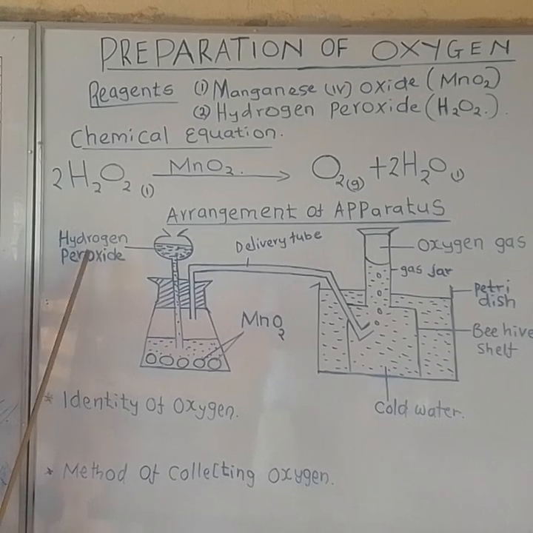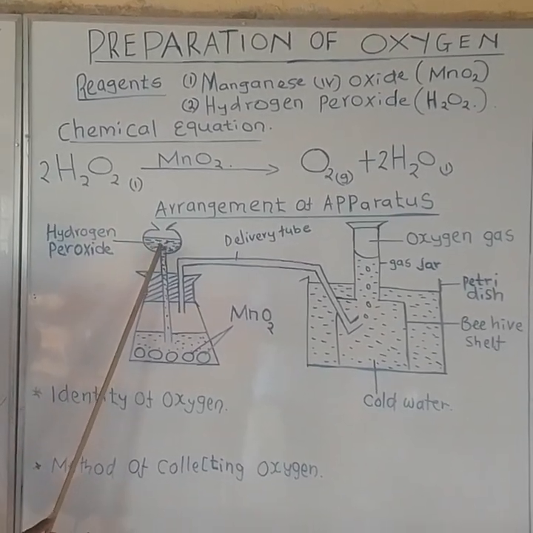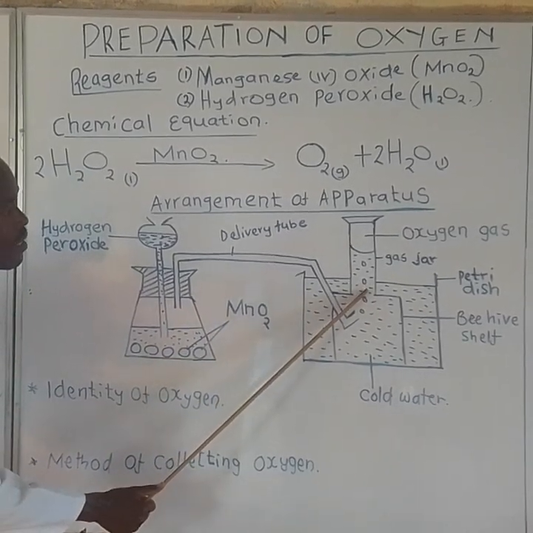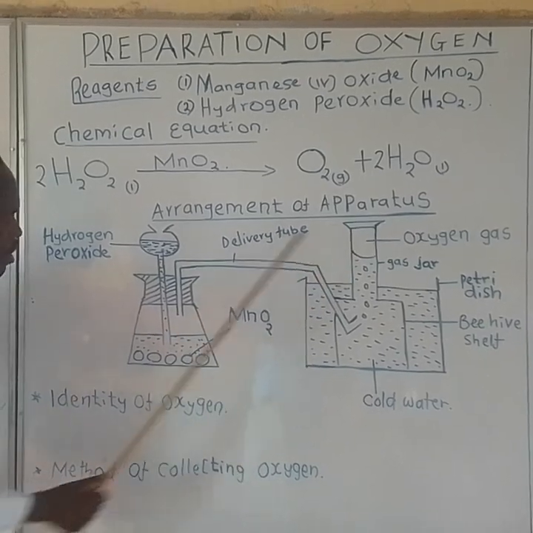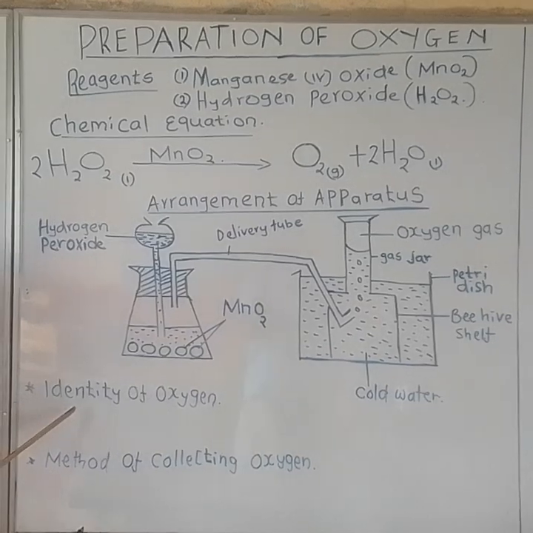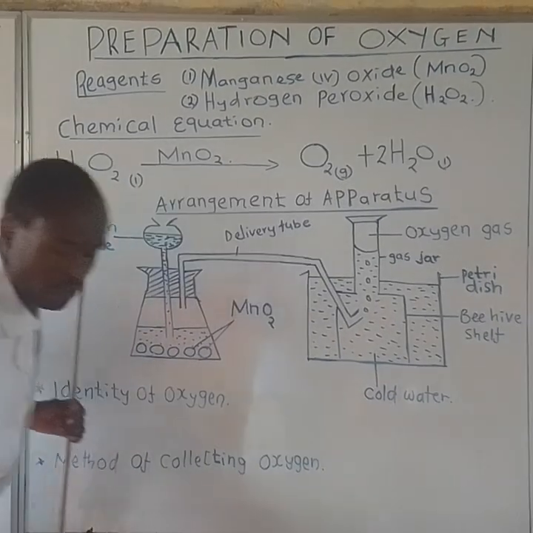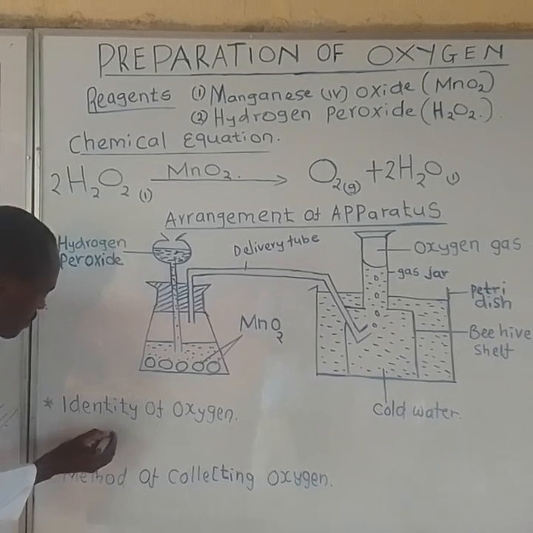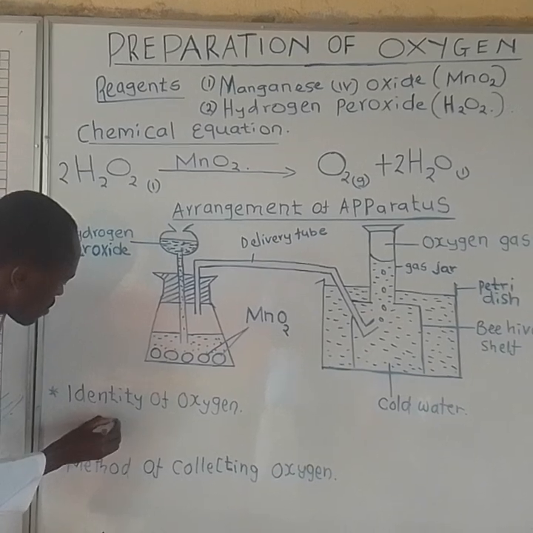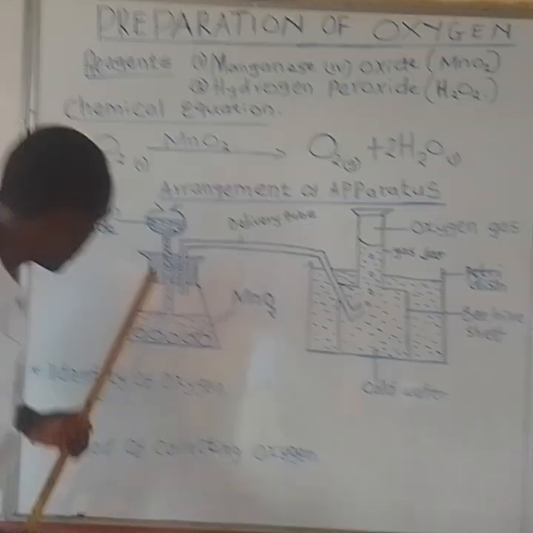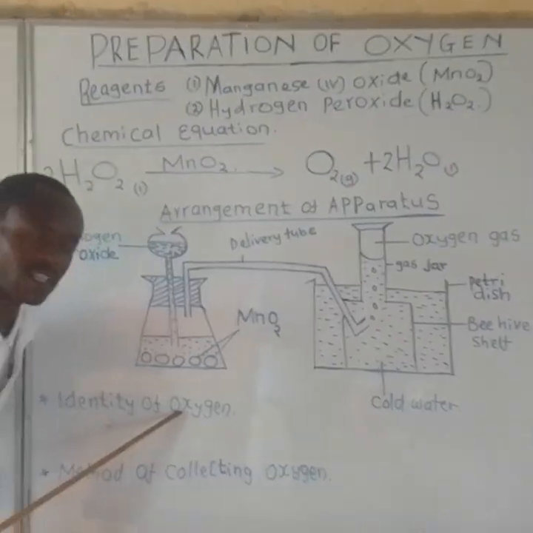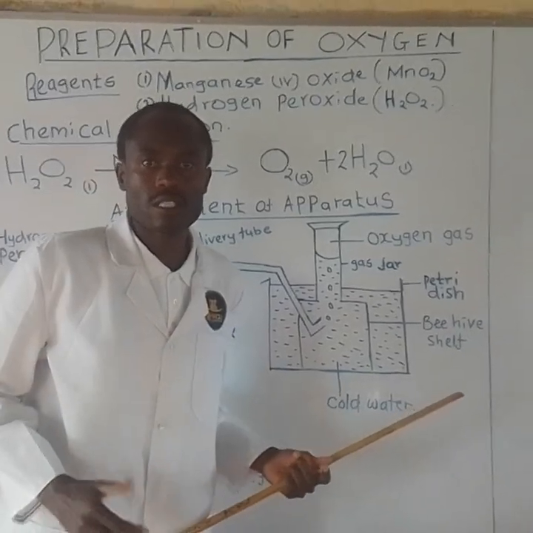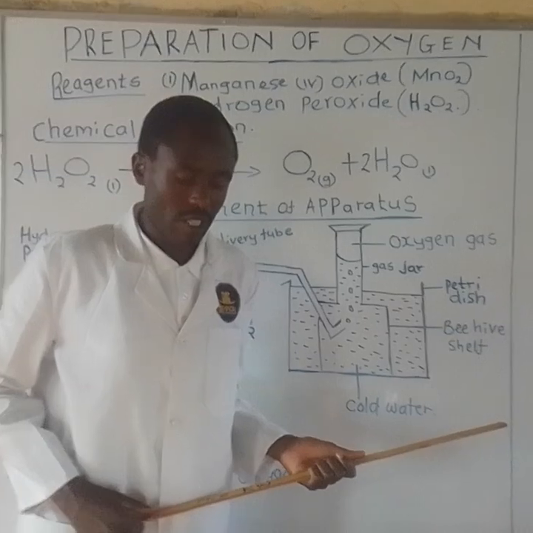Then hydrogen peroxide liquid is introduced through the thistle funnel, a little at a time. Is it okay, my student? And therefore, you can be able to see the gas bubbles of oxygen, the oxygen gas is collected here. So look here, my student, before I finish. Now, how do we identify oxygen? For us to identify oxygen, we use a glowing splint, and you have seen when you introduce a glowing splint into a gas jar containing oxygen gas, it relights a glowing splint. Is it okay, my student?